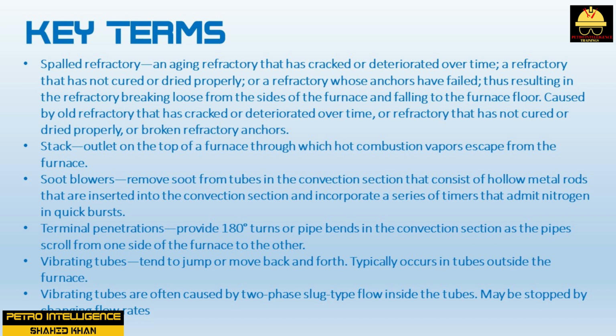Vibrating tubes tend to jump or move back and forth. Typically occurs in tubes outside the furnace. Vibrating tubes are often caused by two-phase slug-type flow inside the tubes. May be stopped by changing flow rates.